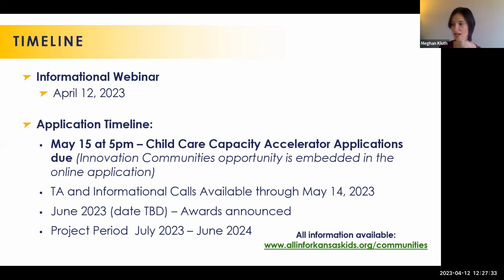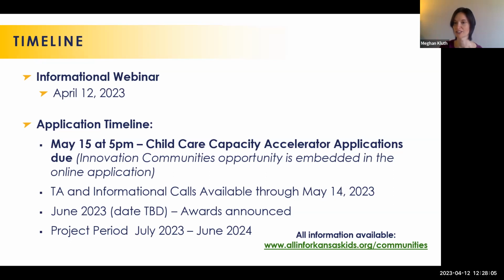So right up until the end. We'll make award announcements, and again, this is the same for the Childcare Capacity Accelerator in June. And then the project period for the innovation communities is July 2023 to June 2024. That may or may not be the same timeline as what you're proposing for the Childcare Capacity Accelerator. It may be tighter. It is 1 year because of the funding source, which is a bit different than the Capacity Accelerator. So just wanted to call that out.